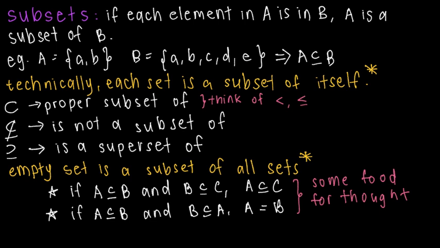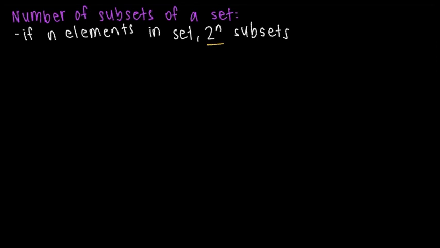These are some properties of subsets below. If A is a subset of B and B is a subset of C, then A is a subset of C. And if A is a subset of B and B is a subset of A, then A is equal to B. But I would like you not to waste too much energy memorizing these because they are fairly intuitive, and instead just focus on understanding the concept. So for a set with n elements, we would have 2 to the n subsets.